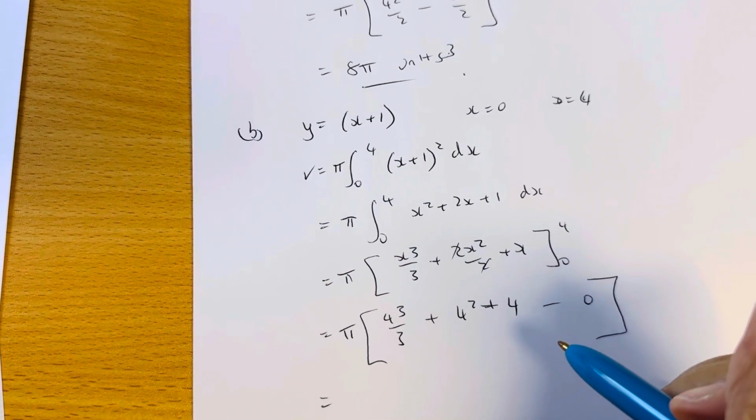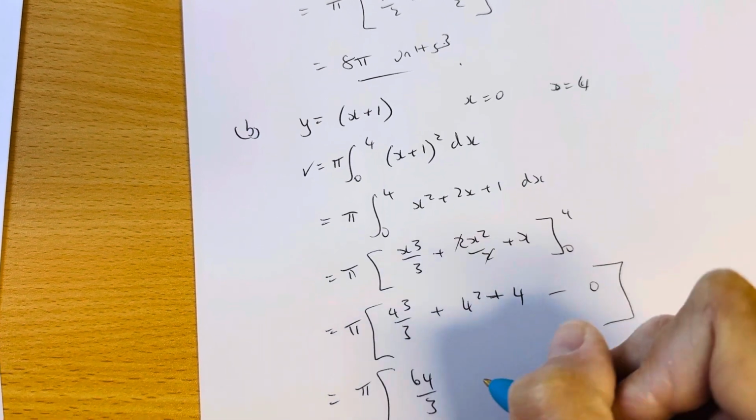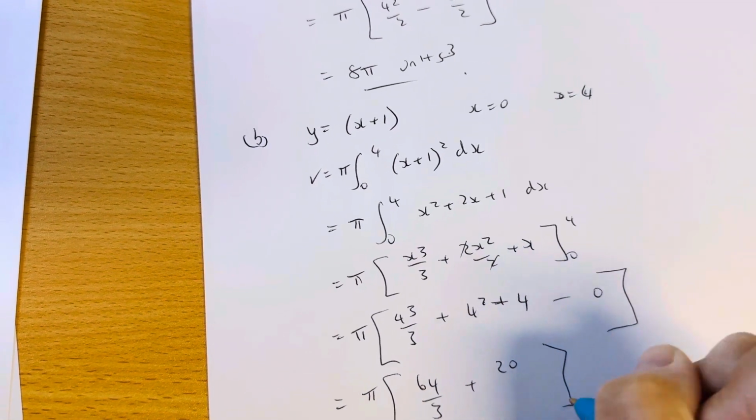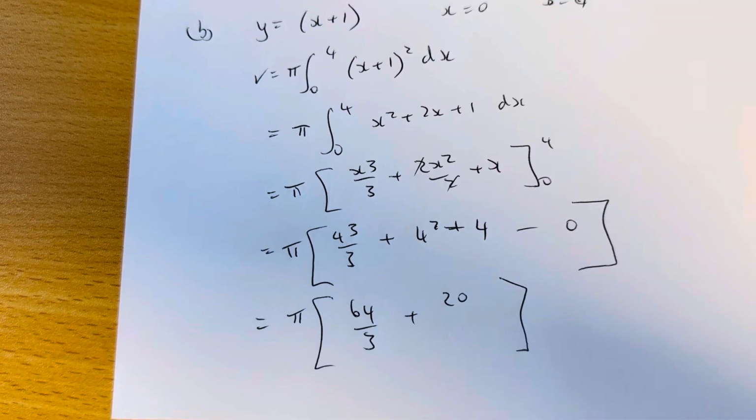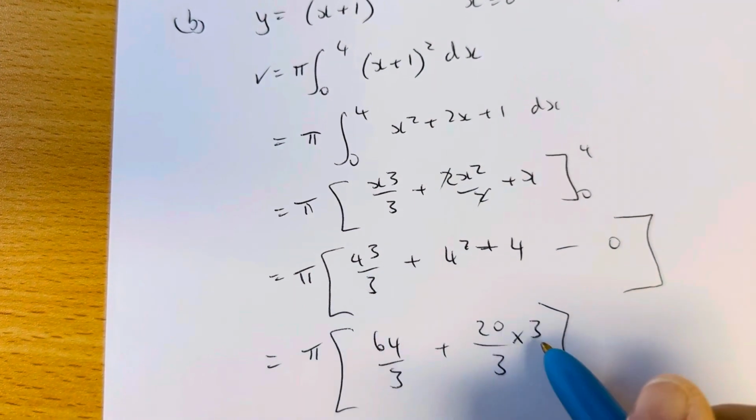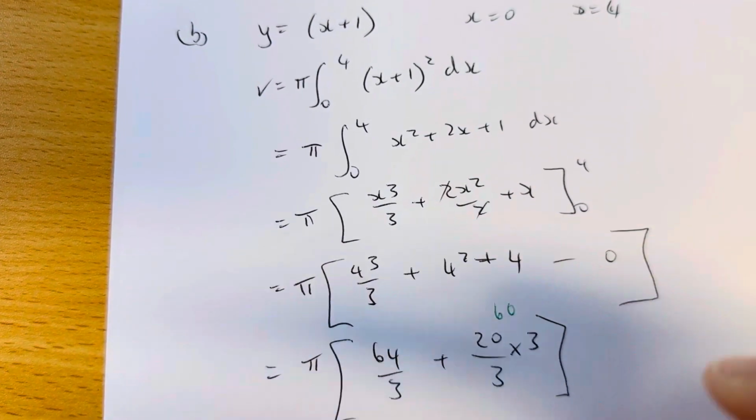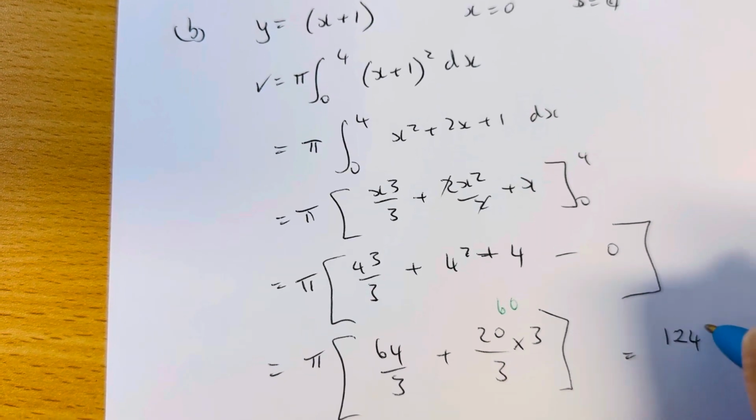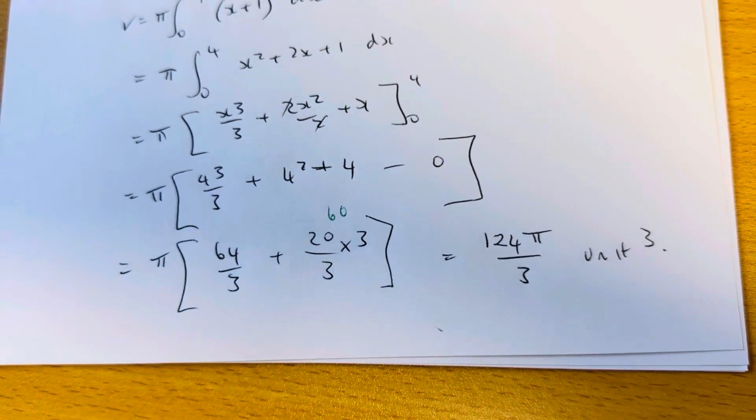What's that going to be? If I was doing this tech-free, 4 squared plus 4 is 20. So it's 64 on 3 plus 20; I'd have to multiply that 20 by 3, which would make it 60 on 3. So that would give me 124 pi on 3 units cubed if I was tech-free.